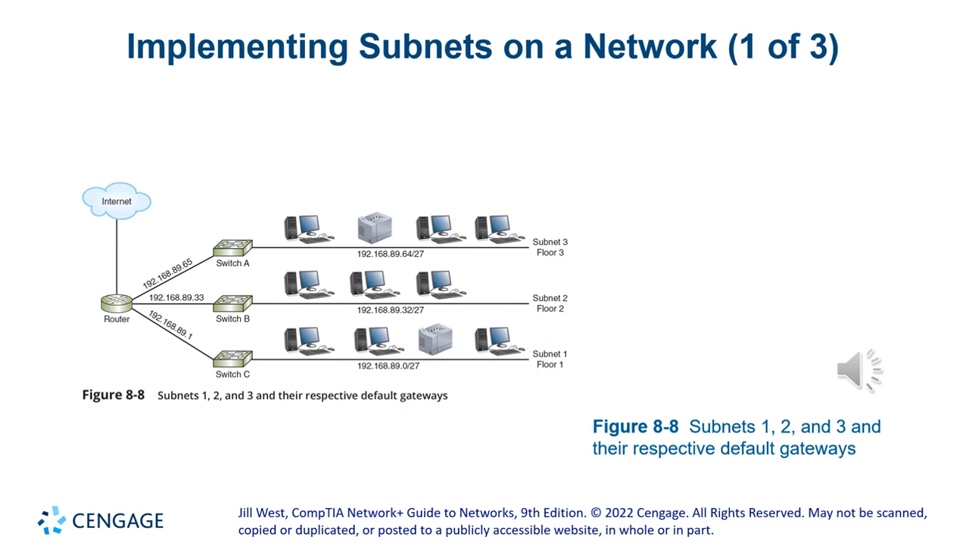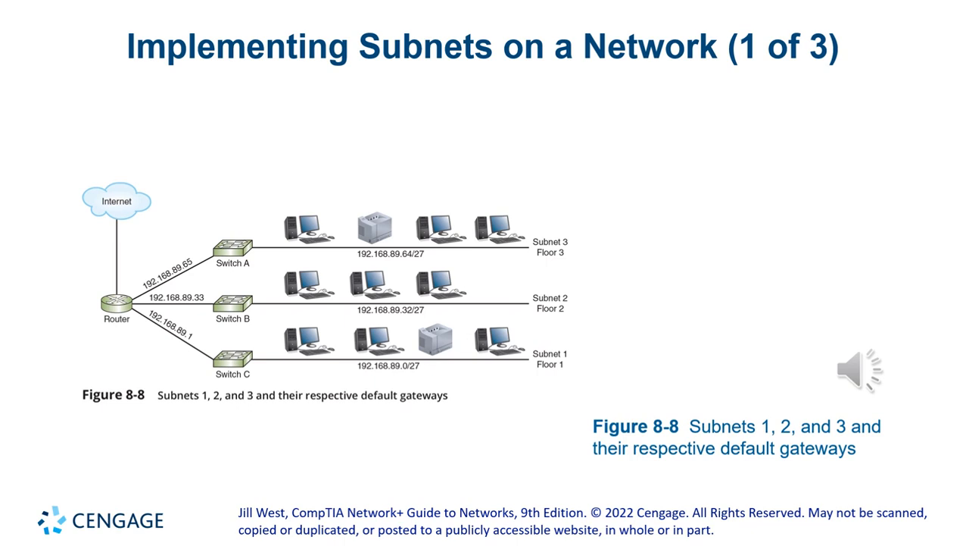And the last one is 89.64, the network number. So the first IP address is 89.65. And that's what is going to be configured at the router. Those numbers are configured at the router. So now, if I have a computer on the third floor and the IP address is 192.168.89.70, it's part of that range.